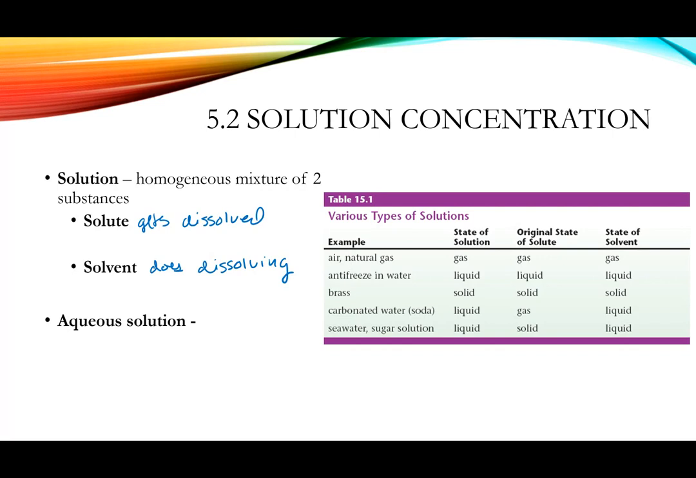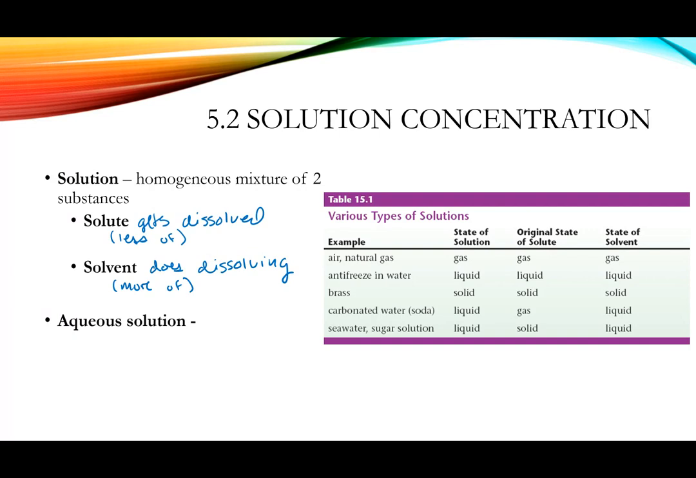Air is a homogeneous mixture, and so it's hard to tell what the solute and the solvent is with air. But another way to distinguish between solute and solvent is that solute is what there's always less of in the mixture, and the solvent is always what there is more of in the mixture. So air is mostly nitrogen, so nitrogen is the solvent, and oxygen, carbon dioxide, water vapor, other trace amounts of other gases are all the solutes.